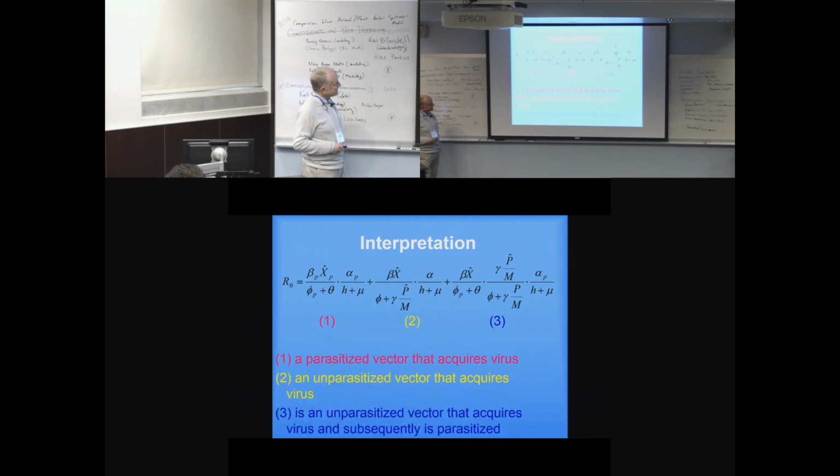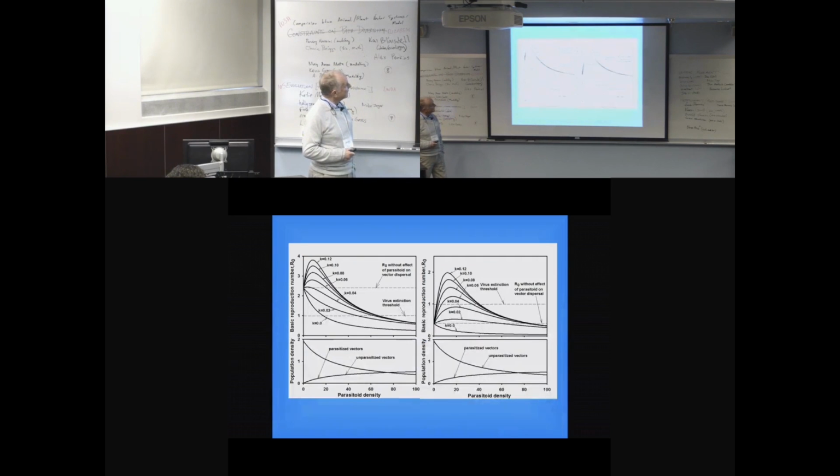But the important thing is, when you look at these terms in succession, you can interpret each of them. This term then relates to a parasitized vector that acquires the virus. This term relates to an unparasitized vector that acquires the virus, and this final term reflects an unparasitized vector that acquires the virus and subsequently is parasitized. So I think that's what's so important in looking at these thresholds and being able to interpret them in a way that is biologically intelligible.